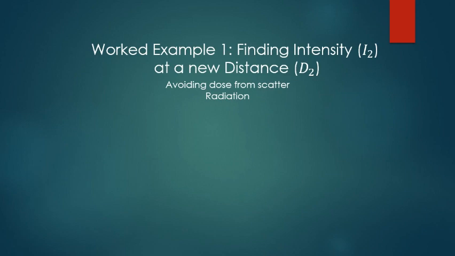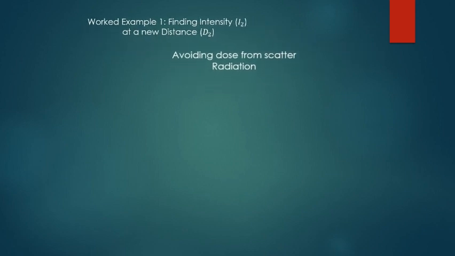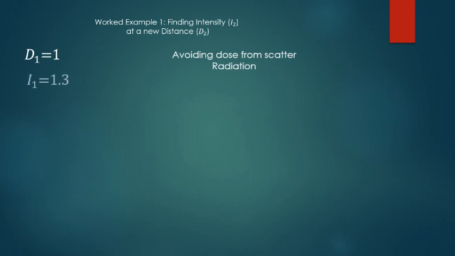Exposure to scatter radiation occurs when one stands too close to a patient receiving dose from the primary beam. Avoid scatter radiation by increasing your distance from the source. Suppose you are standing 1 foot away from an unsteady patient during an exam, and the scatter dose you can expect to receive at that distance is 1.3 rad. Calculate the dose from the same exposure if you stood 3 feet away from the patient. Use the equation for finding intensity.